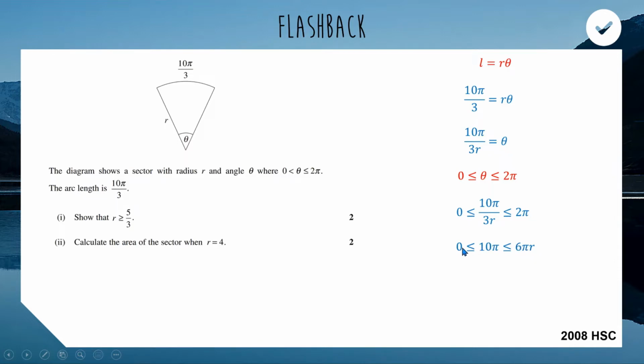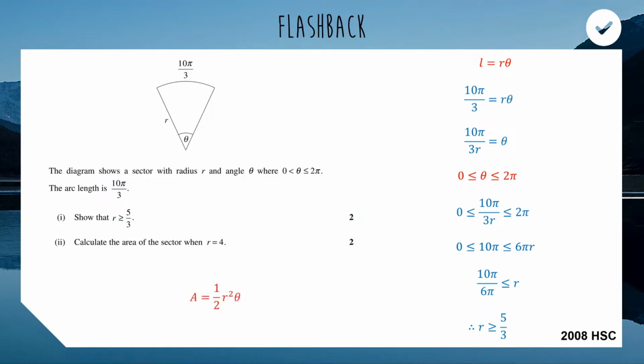We can kind of ignore the 0 for now because these two right here are all we need to get the target for 2 marks. We're going to divide both sides by 6 pi to get 10 pi over 6 pi is less than or equal to r. If we simplify 10 pi over 6 pi, we'll get 5 over 3. So we'll swap the sides around and we get r is greater than or equal to 5 over 3. Okay, so that trick there of rearranging for theta and using the info from the question is something that surprised me the first time I tried this question.